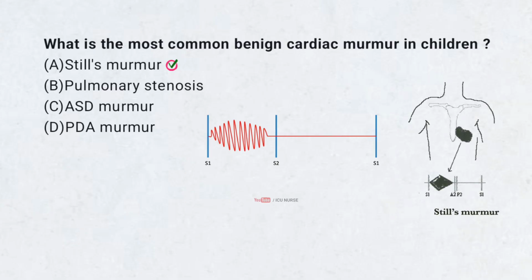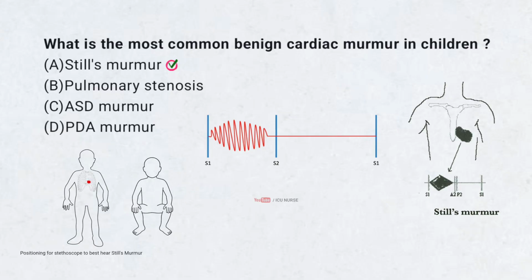Still's murmur is a vibratory systolic murmur at the left lower sternal border. It's caused by normal ventricular ejection flow. Intensity decreases with sitting or standing. No diagnostic testing is needed if features are classic. It resolves by adolescence.